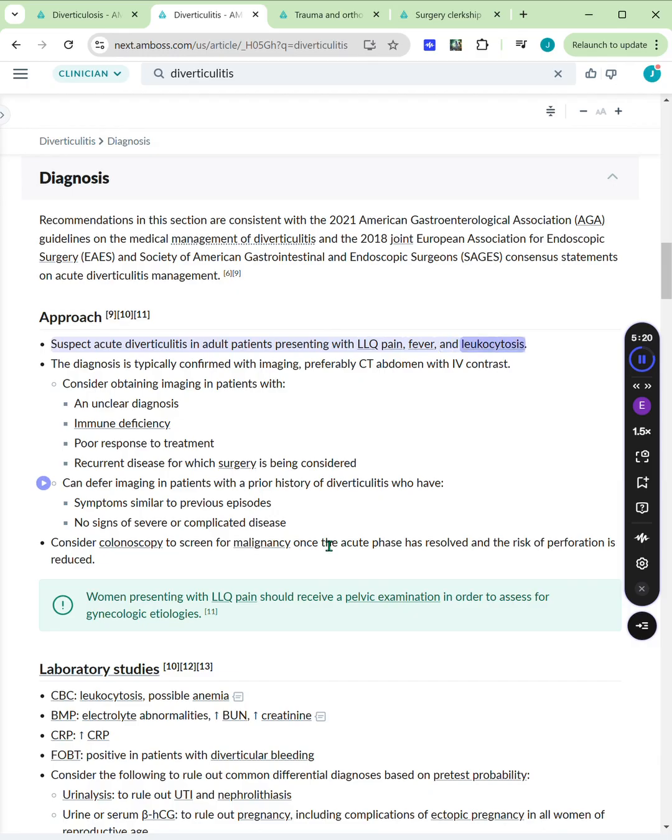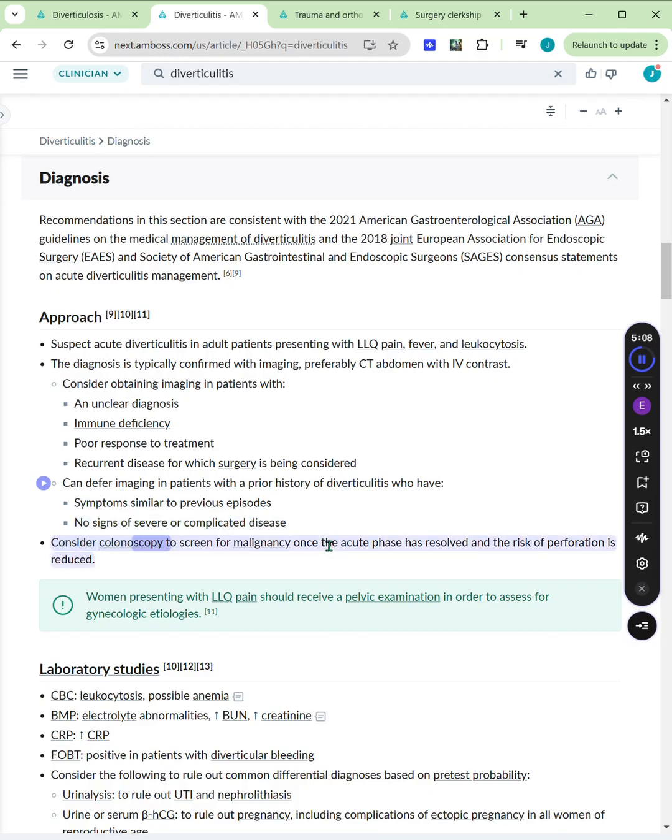Suspect acute diverticulitis in adult patients presenting with LLQ pain, fever, and leukocytosis. The diagnosis is typically confirmed with imaging, preferably CT abdomen with IV contrast. Consider obtaining imaging in patients with an unclear diagnosis, immune deficiency, poor response to treatment, or recurrent disease for which surgery is being considered. Can defer imaging in patients with a prior history of diverticulitis who have symptoms similar to previous episodes and no signs of severe or complicated disease.